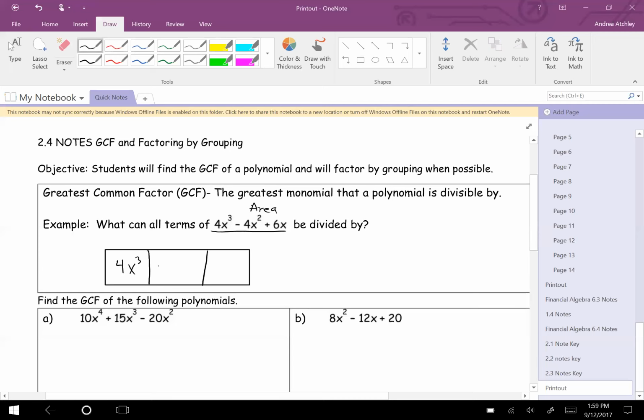This area is negative 4x squared, and this is 6x. Now what I'm looking for are the lengths of the sides. The GCF will be on the outside here. So we want to know, what can they all be divided by? Anyone have an idea? 2. Okay, but then we need to look at the variables.